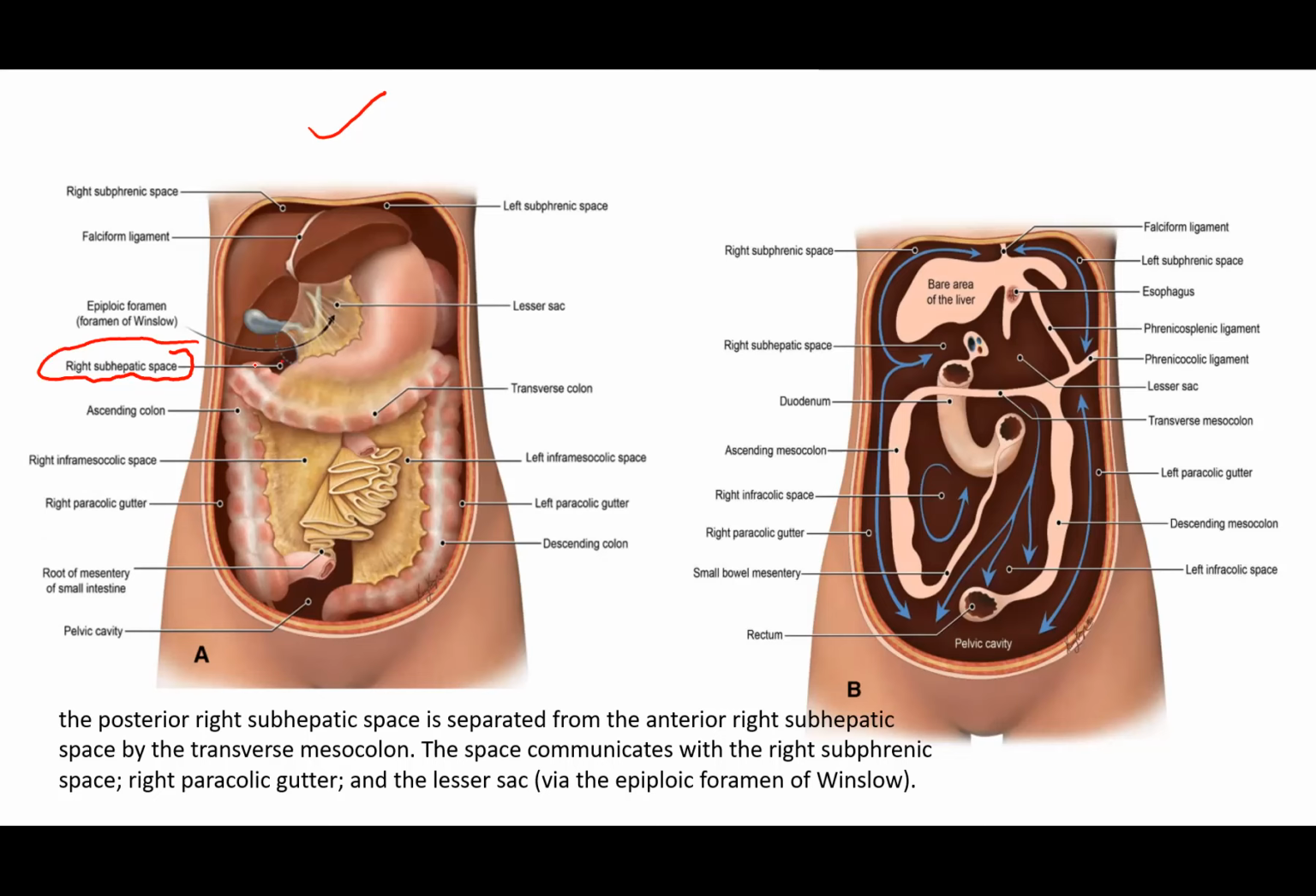Now, if you look at this other image, this is the right subhepatic space at this position. This is the bare area of the liver. You can see how all these spaces are communicating with each other.